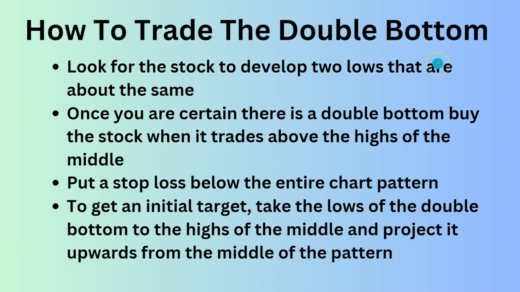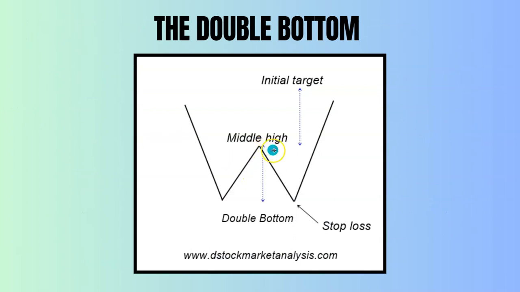Now, how do you trade the double bottom? First of all, you must look for the stock to develop two lows that are about the same. The one I mentioned just now must be at about the same level. Not one so high and one so low, that's not a double bottom. Once you are certain that it's a double bottom, buy the stock when it trades above the high of the middle.